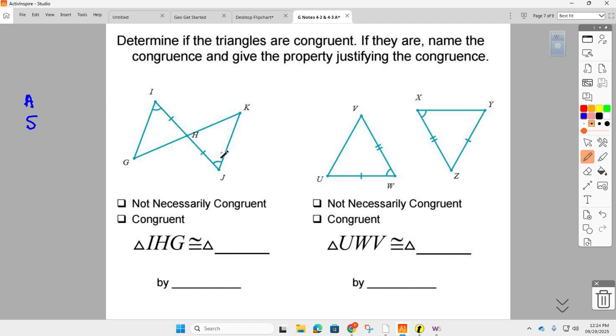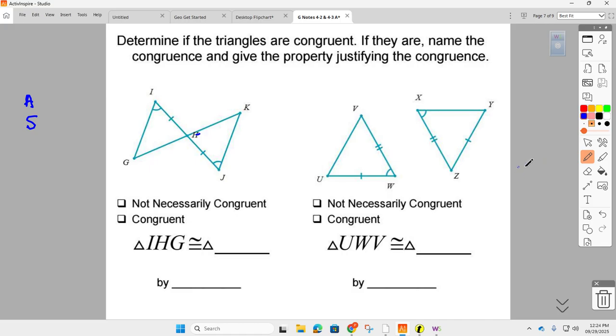How about any of the angles? Angle G and angle K have no arcs. How about these two angles, IHG and JHK? What do we know about these two angles? We should know about them. It's a special kind of angle pair.